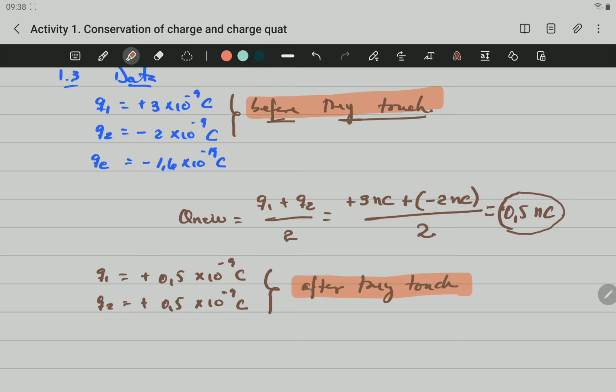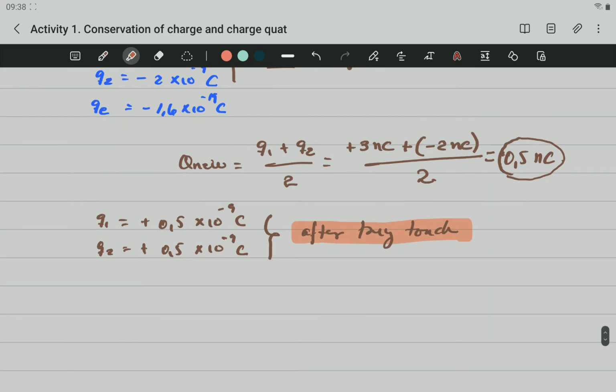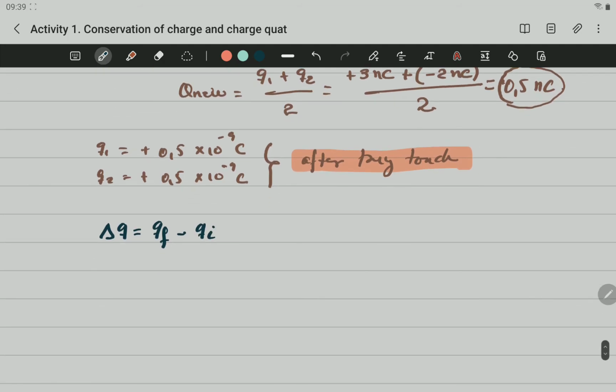We want to know the number of electrons that were transferred from before to after. To calculate that number of electrons, the first thing was to calculate the new charge, and the second thing is to calculate the change in charge. How much did that charge change? So how do we calculate the change in charge? Now, the change in charge, like any change in physics, is going to be equal to final charge minus initial charge. Remember, change is always final minus initial.